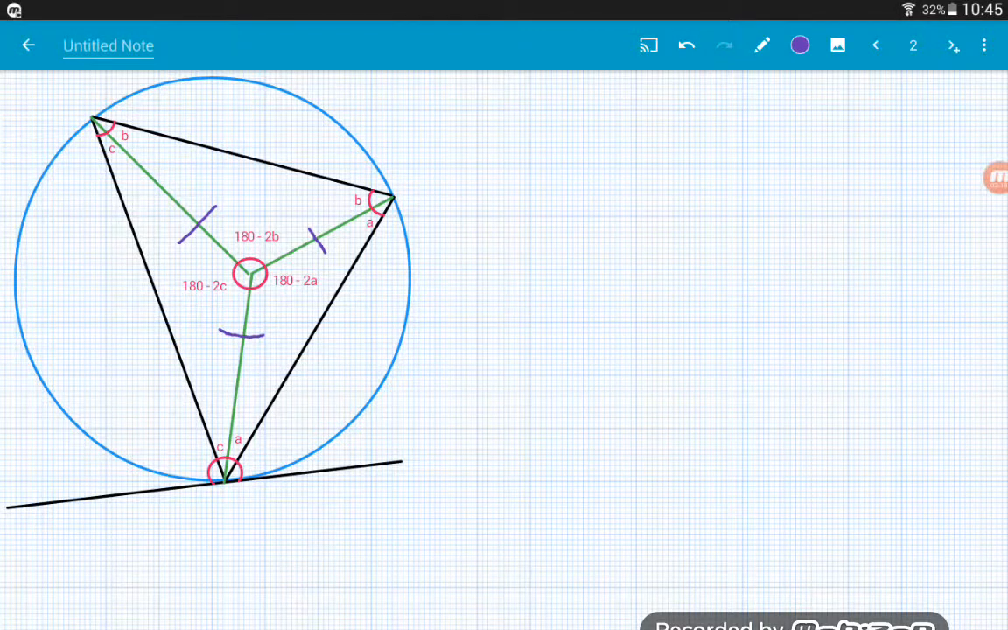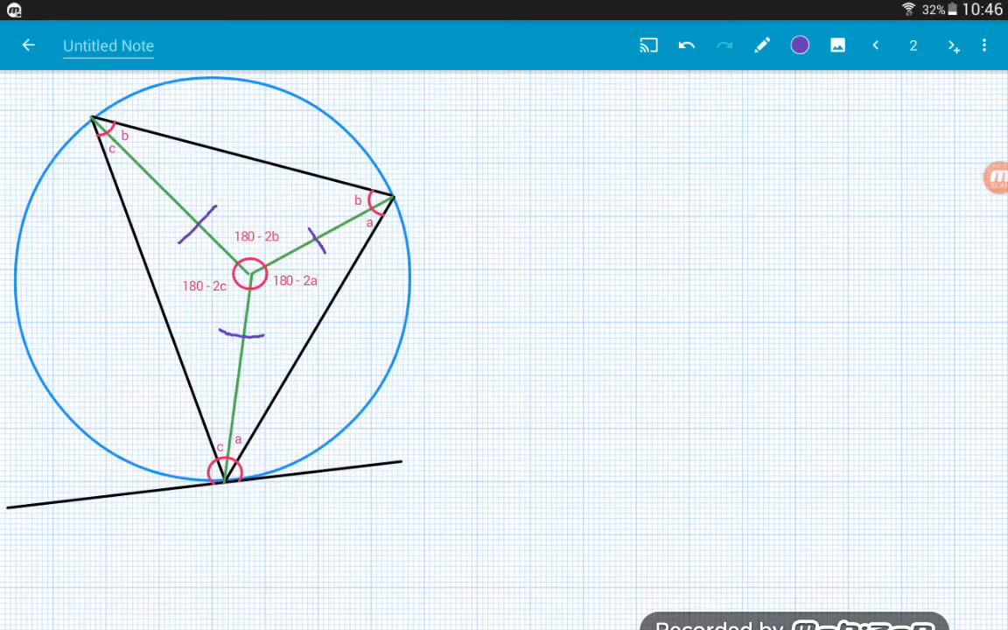So in the A triangle, for example, to get 180 minus 2A, we know that angles in a triangle add up to 180. So those two A's add the central angle equals 180. So that central angle is equal to the difference between 180 and the 2A, so 180 minus 2A. So that's where these labels have come from.